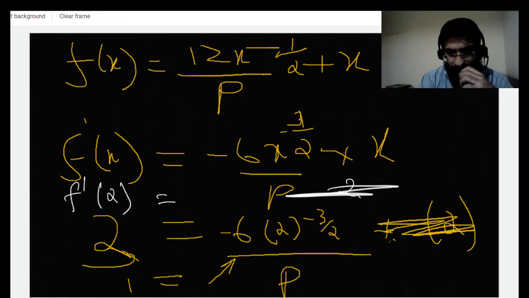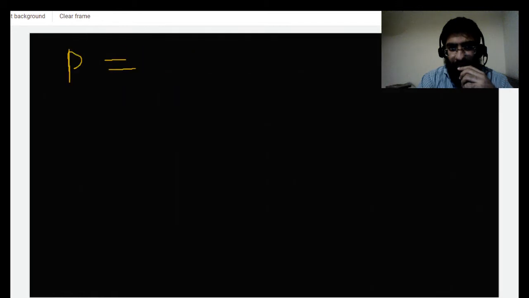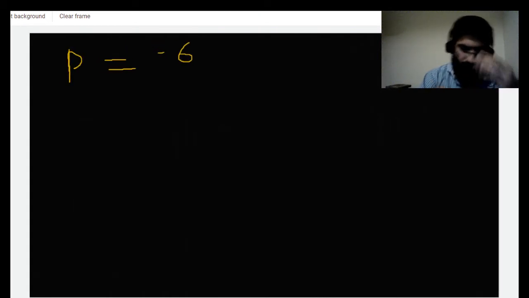6. There goes. So P is equal to, that's what I have to do. Yes. So P becomes what? Let me do next side. So P is equal to minus 6, 2 divided by 2. Okay, another short trick.